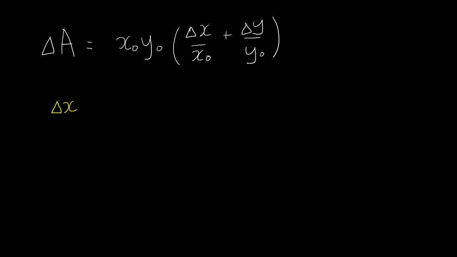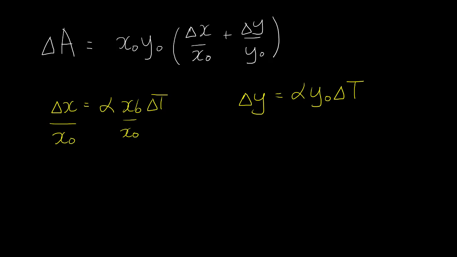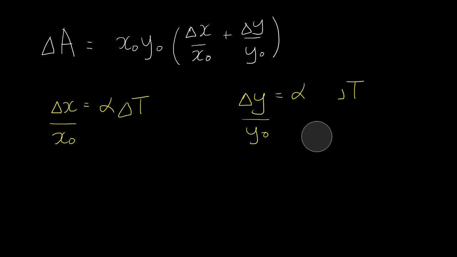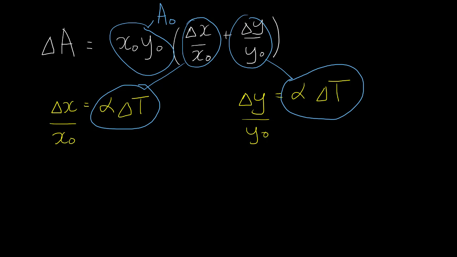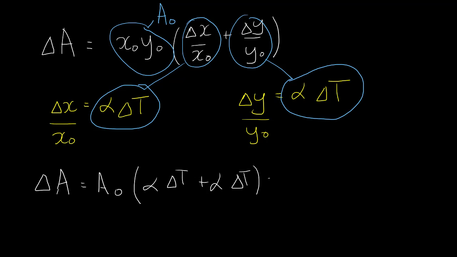Now expansion in each dimension obeys the formula for linear expansion. So delta x equals alpha x0 delta T, and delta y equals alpha y0 delta T. So delta x over x0 equals alpha delta T, and also delta y over y0 equals alpha delta T, and we can write delta A equals A0, which is the x0 y0, times (alpha delta T plus alpha delta T), twice, which is equal to A0 times 2 alpha delta T.